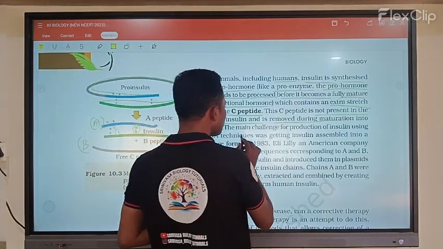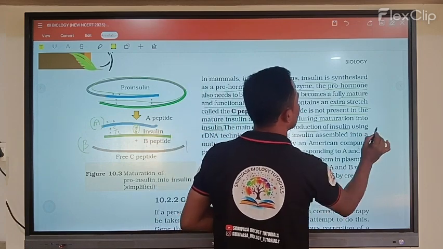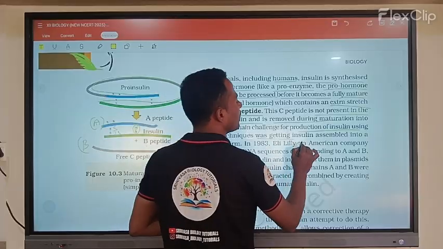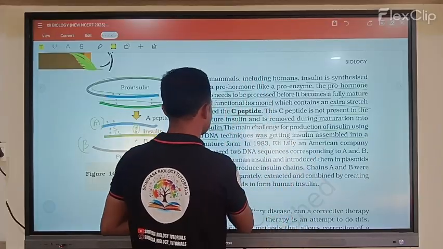Next, the main challenge for production of insulin using recombinant DNA technologies was getting insulin assembled into a mature form.